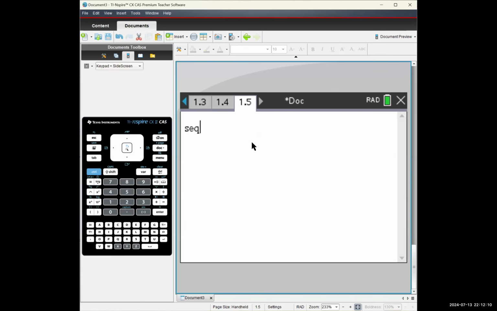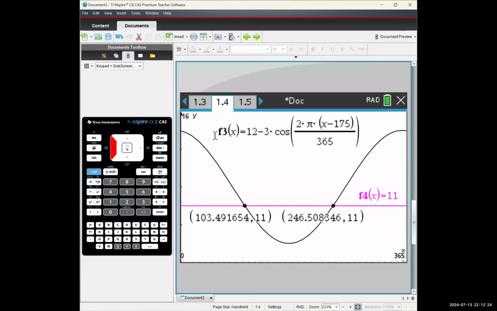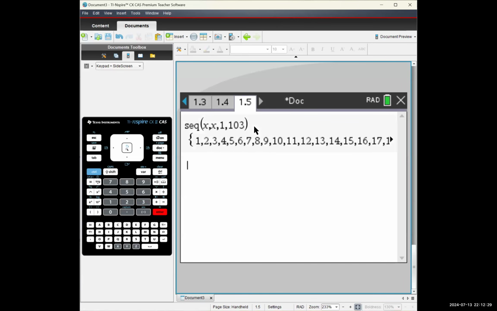You could actually use this command. I haven't been using this command for a while. In the past, I taught year 11 specialist maths. This is called a sequence command. So let's call it an x with a variable x, and we are going from 1 to 103. We can't take 104. That will generate the day numbers from day 1 to day 103. And we can use this command, count, on this output. So we have 103 days.